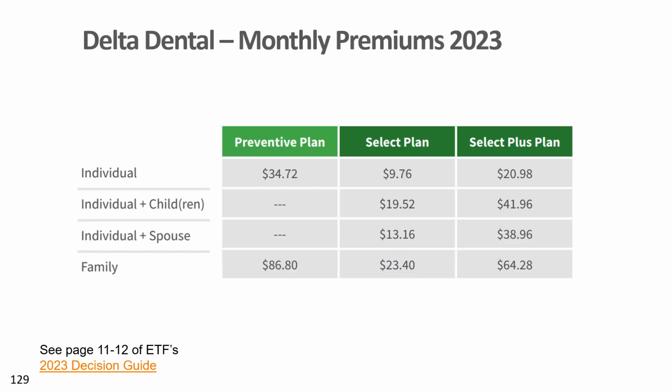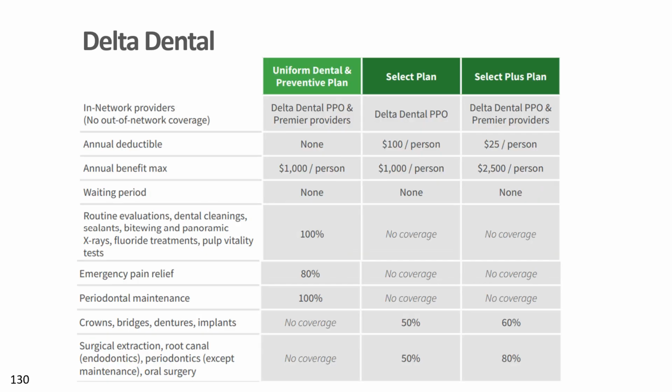The cost of the dental insurance, if elected, depends on which of the plans you've elected and then whom in your family you're covering. So you'll see on this chart here, the plans have different costs depending upon whether it's the preventive standalone plan, whether you want the major dental coverage of the Select or the Select Plus plans, and then again, whether you're covering just yourself or you're including family in the coverage.